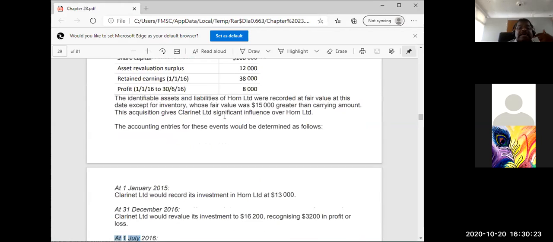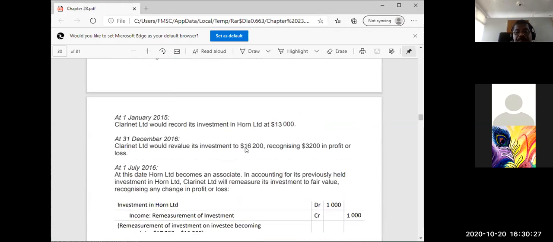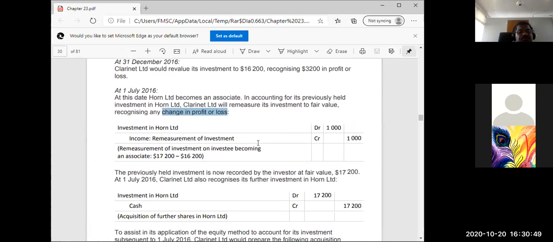investment is 17,200. So the difference between 16,200 and 17,200 is 1,000. Investment in Horn debit and the income account, profit and loss account credit 1,000. The difference here, any change, that is the change of 1,000, goes to profit and loss.